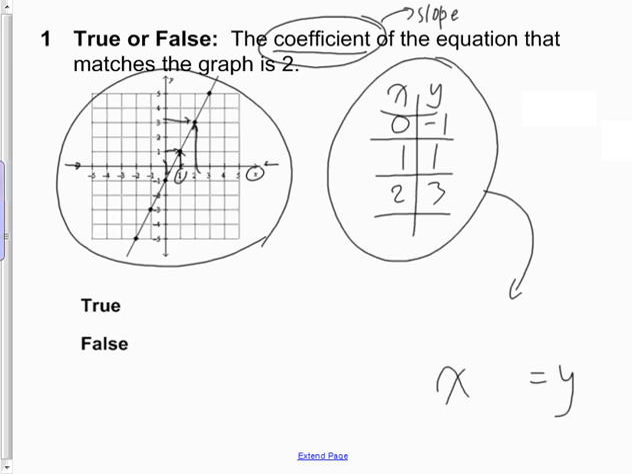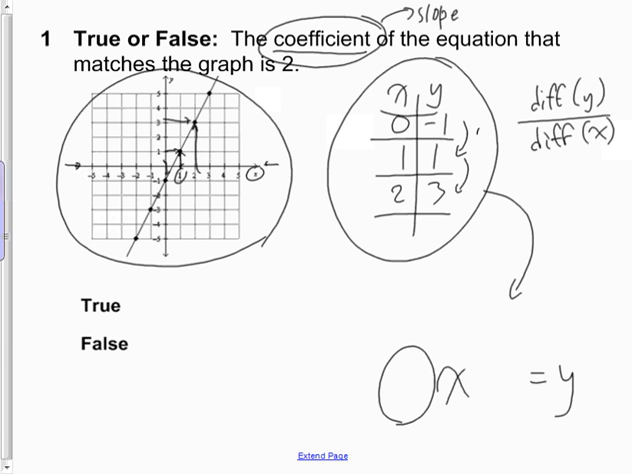But the coefficient of your equation, the part that goes right here, is determined by the difference in your y-axis divided by the difference in your x-axis. Okay? Or rise over run is what they're going to teach you in grade 10. But the difference in your y, in this case, is going up by 2 each time. And the difference in your x is going up by 1. So a positive 2 divided by a positive 1 gives you a 2 coefficient.